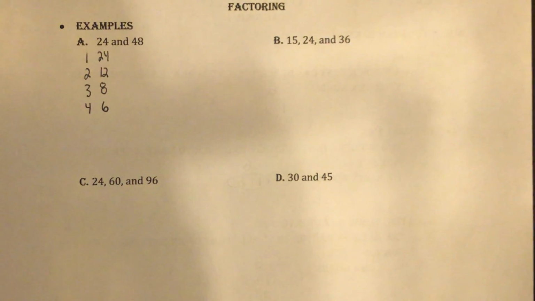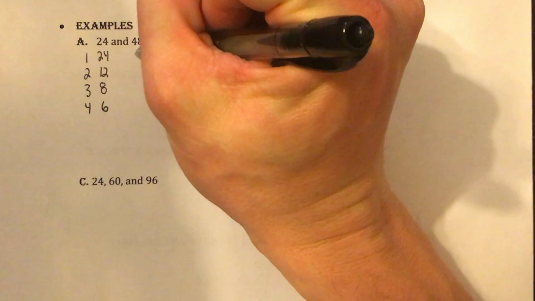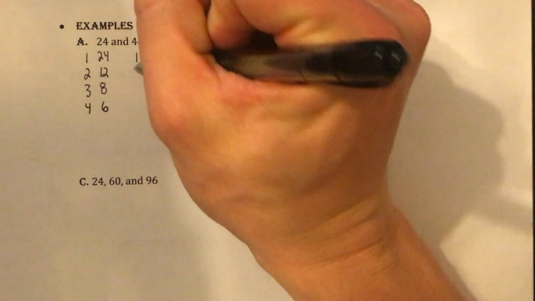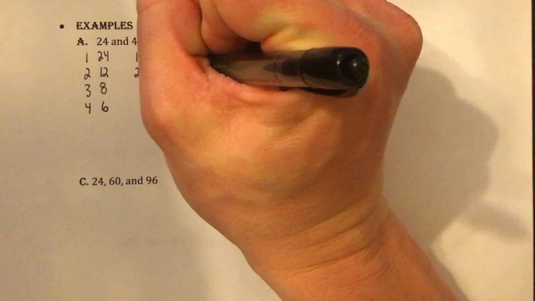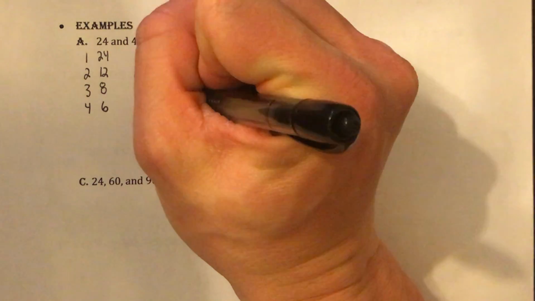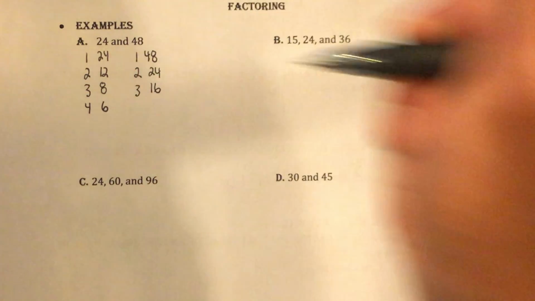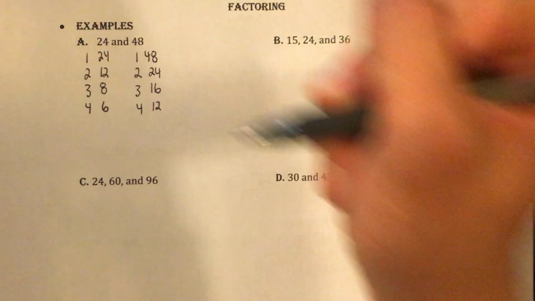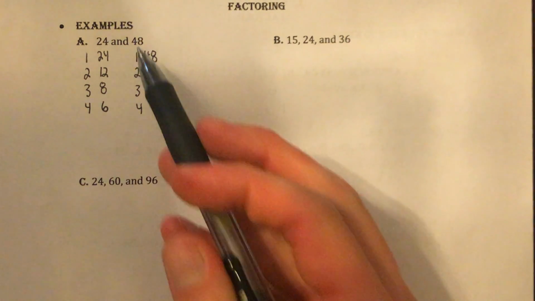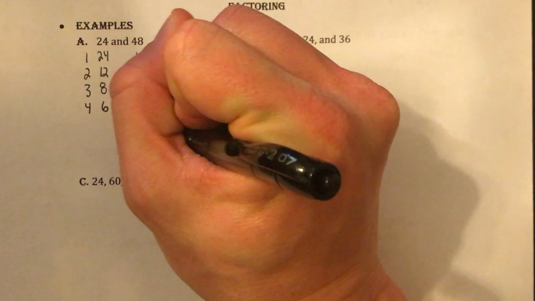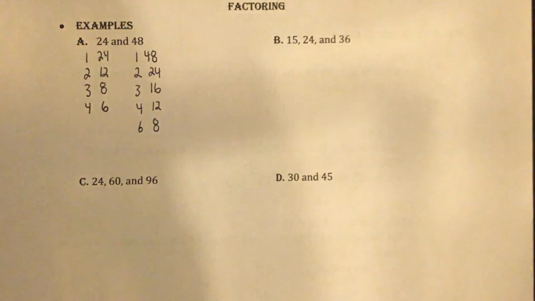So let's go to 48, and let's start with that one. So I've got 1 and 48. Does 2 go in? Yes, it does. 2 and 24. Does 3 go in? Yes, it does. 3 and 16. Does 4 go in? Yes, it does. 4 times 12. Does 5 go in? Nope, doesn't end in 0 or 5. Does 6 go in? Yes, it does. 6 and 8. Does 7 go in? No, it doesn't.